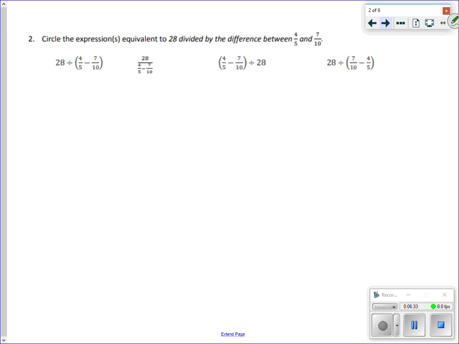Circle the expressions equivalent to 28 divided by the difference between 4/5 and 7/10. Kylie, what's one that you picked? I picked 1 and 4. I picked 1 and 2. I did pick 2. So 28 divided by, so this would be divided by.